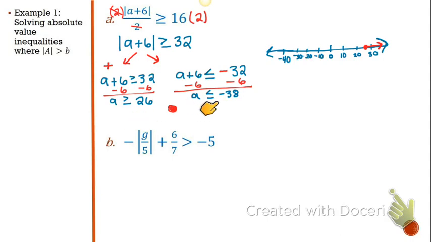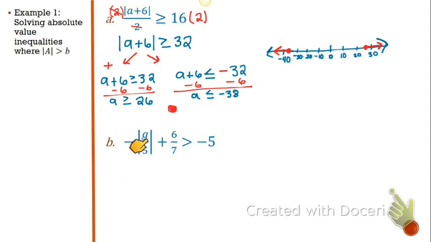Now, we're going to plot another point on negative 38, which is somewhere over here. Since A has to be less than negative 38, then that means that my arrow is going to point to the left. That shows all the numbers, okay? So the arrows represent the solutions that we could use for A. Let's go on to B.